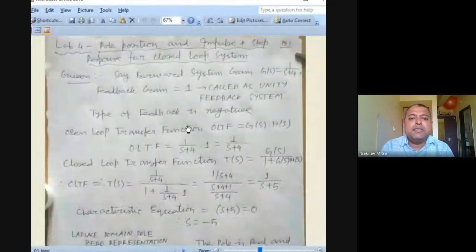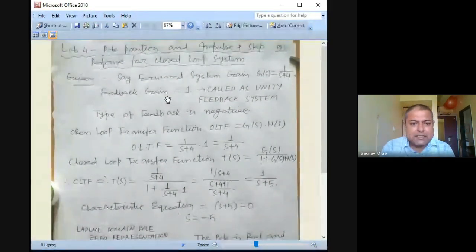And suppose feedback gain is not given, H(s) is not mentioned. Here I forgot to mention H(s). Feedback gain we are calling H(s). So H(s) equal to 1. What is meant by feedback gain equal to 1? Feedback gain equal to 1 is called a unity feedback system.